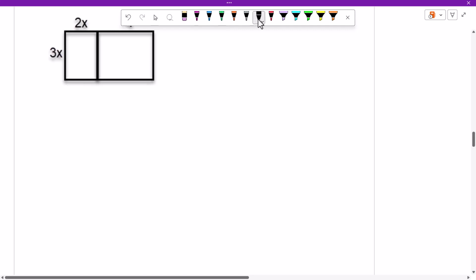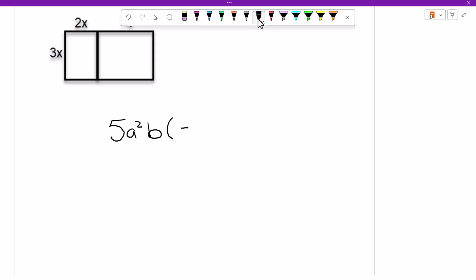So underneath here, 5a squared b, like that, times negative 2a cubed plus 3b minus 4ab.